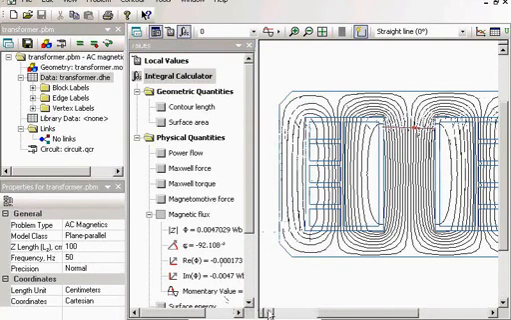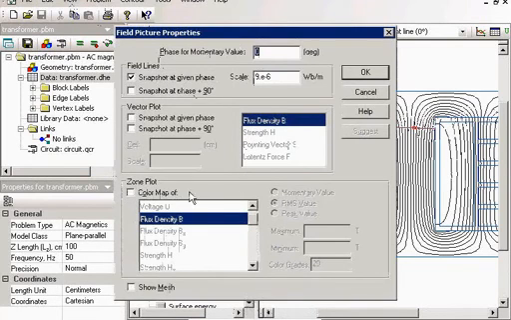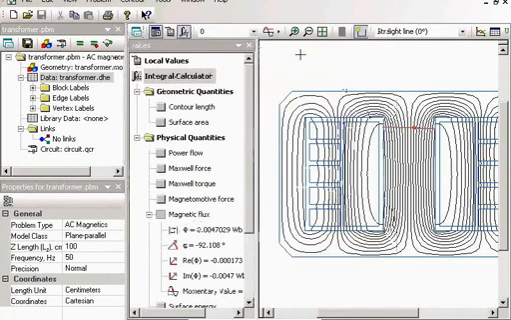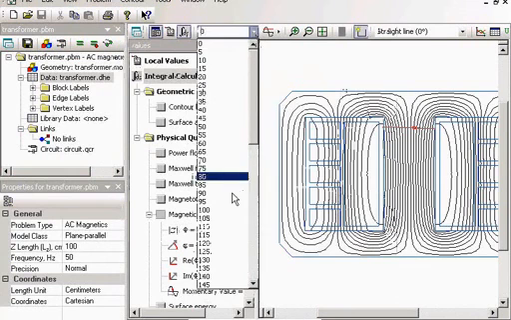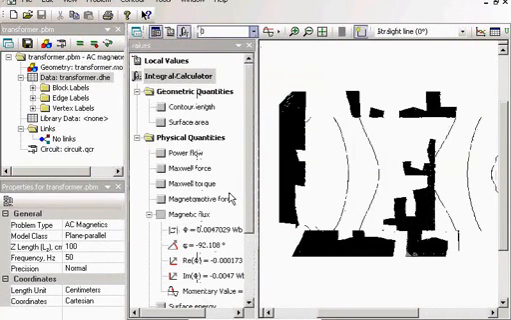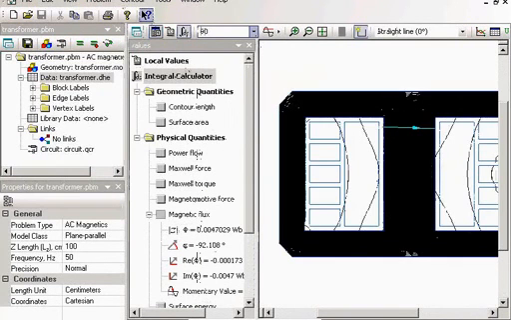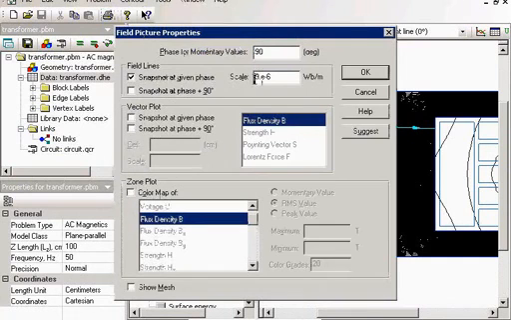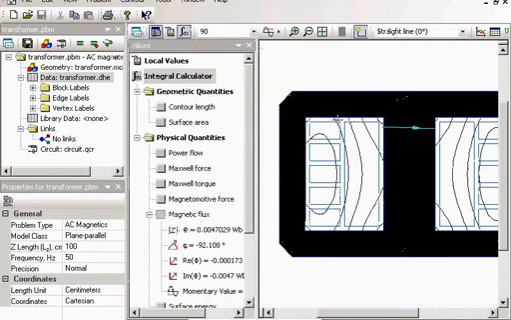And I can calculate the flux leakage. I will adjust the picture to show you. You see these lines are related to the flux leakage.